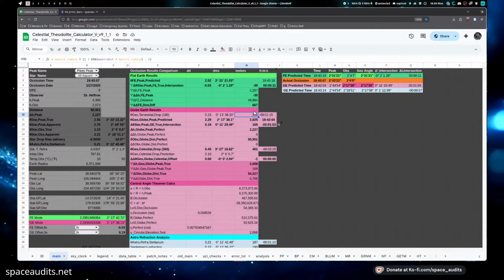So if the Earth were a globe, these should be reversed. We should have the intersection offset of 11 arc minutes.